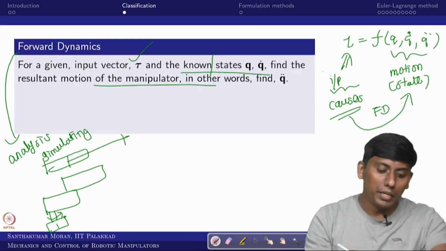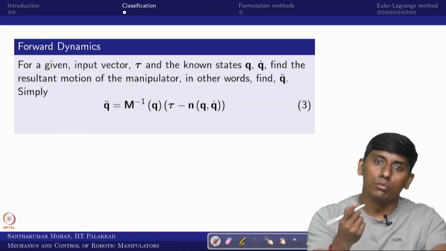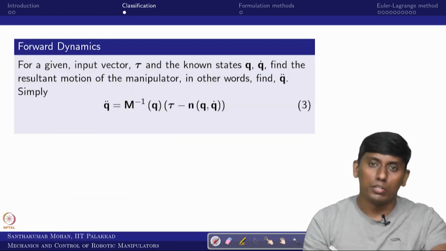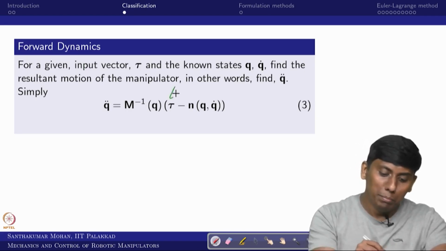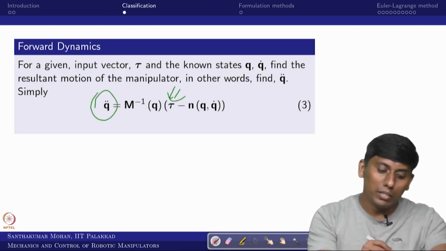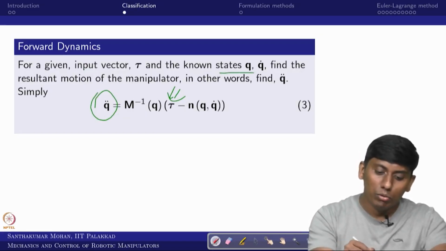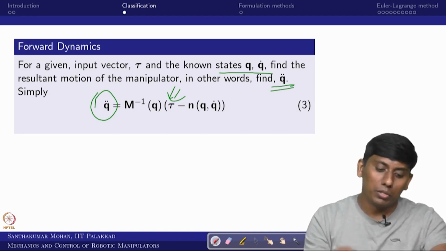That is the whole idea, which is very similar to differential kinematics, but differential kinematics is mapping between task space velocity and configuration space velocity. Here it is mapping the input vector to the unknown q double dot, then you can integrate, then q dot will come. Okay. So that's why I said that with known states q and q dot, you are trying to find out q double dot. This is forward dynamics.